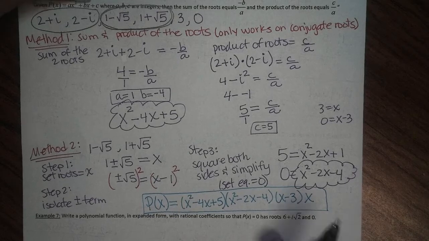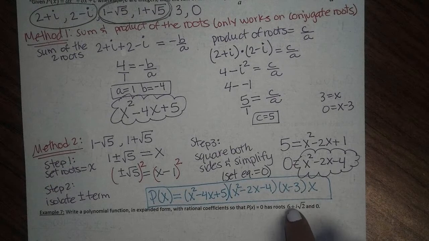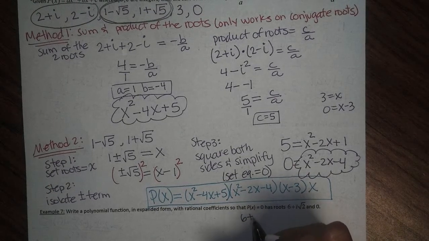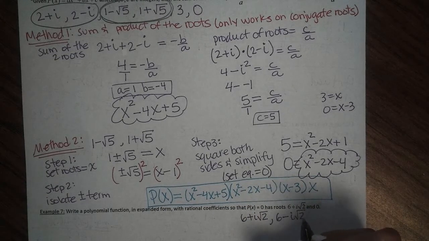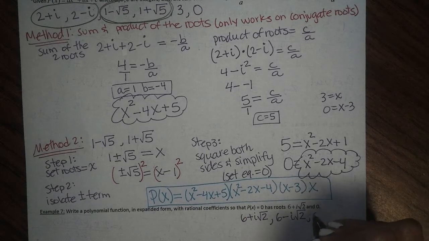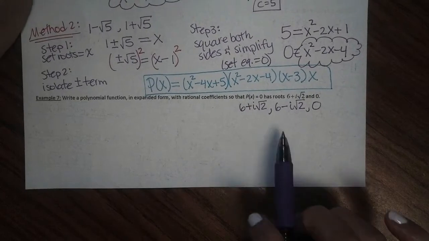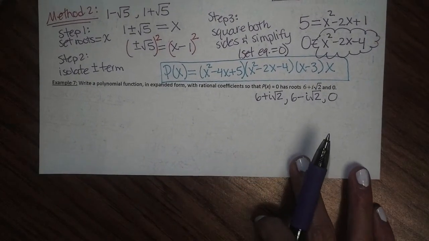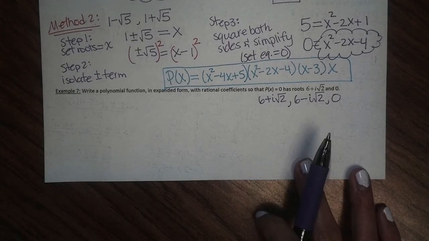So again, according to the conjugate root theorem, since 6 plus i root 2 is a root, then its conjugate, 6 minus i root 2, is also a root, because those are imaginary or irrational numbers. And then finally 0 is a root. Okay, so example 7 only has 3 roots, so that means that our polynomial would just be a cubic. The way you would do it is the same way I did example 6.